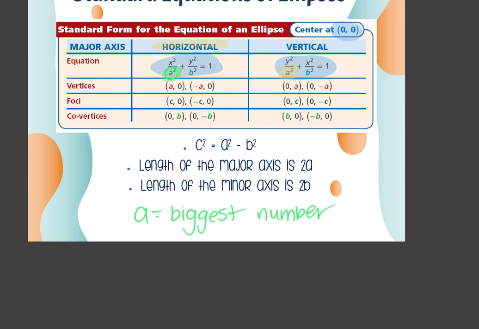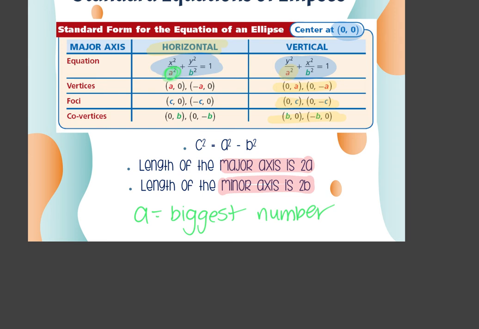So again, if it's horizontal, I'm going to take the a and go right and left with it, take the b and go up and down with it, take the c and go right and left with it. If it's vertical, I take the a and go up and down from it, take the focus, which would also be up and down, and then the b would go right and left. The length of the major axis is twice the length of a, so it's 2a. And the length of the minor axis is twice the length of b, so it's 2b.